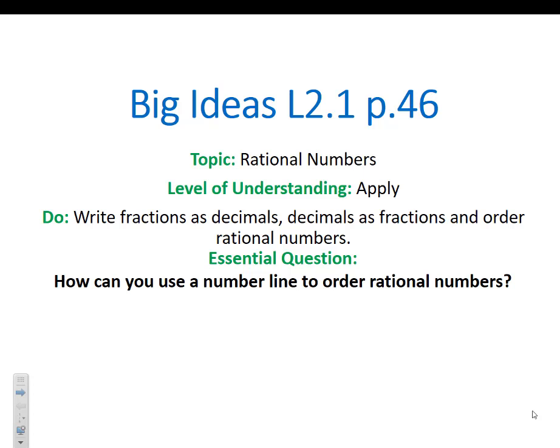Welcome to Unit 3. Here in Unit 3, we are going to be talking about our rational numbers. We're going to begin with Lesson 2.1, page 46, and we're going to apply what we learned to write fractions as decimals, decimals as fractions, and of course, we're going to put these numbers in order. Our essential question: how can you use a number line to order rational numbers?